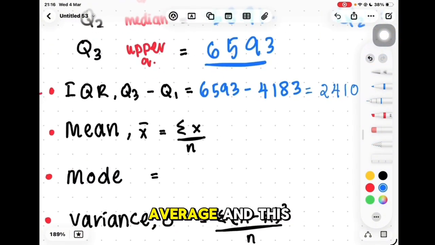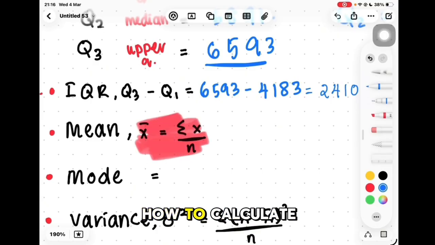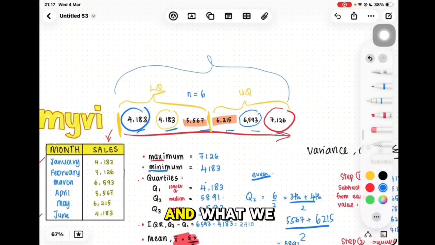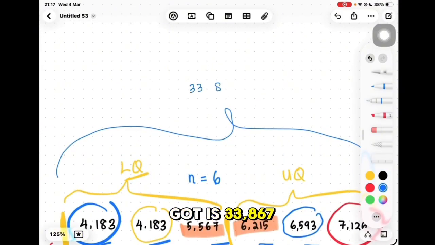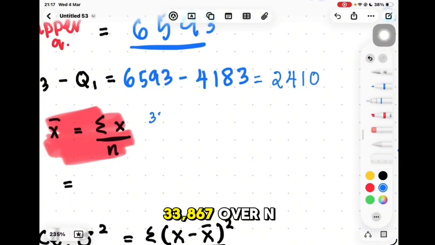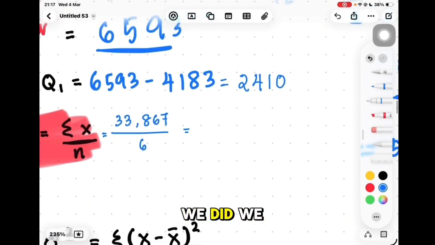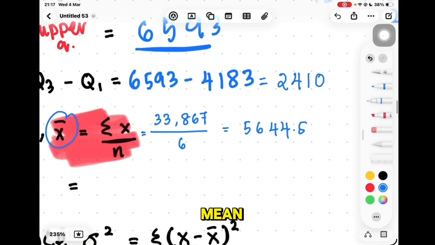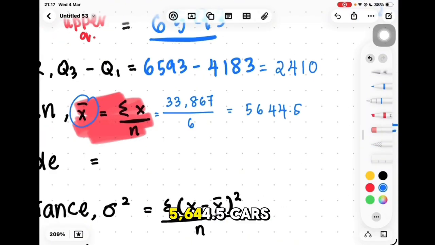Now we will calculate the mean. Mean is average, and this is the formula here. How to calculate this? First, we find the total of x. So you add up all these values, and what we got is 33,867. We write down here 33,867 over n, where n equals 6. What value do we get? It is 5,644.5. This is the mean. On average, about 5,645 cars were sold per month.